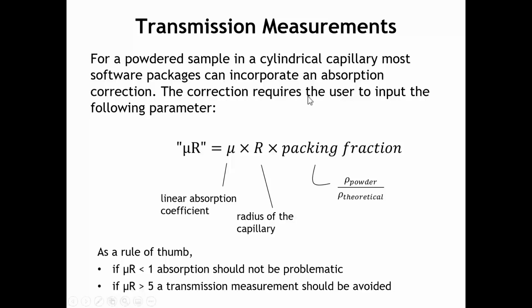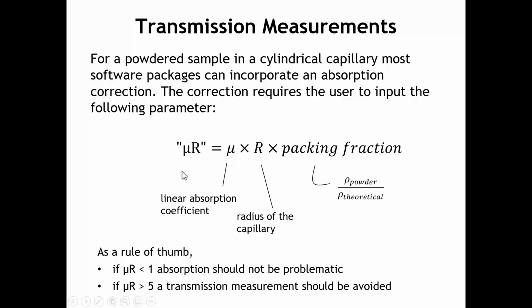The way that's normally done is to pack your sample into a cylindrical capillary, and this is the common mode at which powder diffraction measurements are made, for example, at synchrotron sources. And although we're not talking about neutron diffraction here yet, this is almost exclusively the way measurements are made at neutron sources in a transmission mode. You can apply the same sorts of ideas to those measurements. But if we're talking about X-ray diffraction, we want to calculate this parameter mu r.